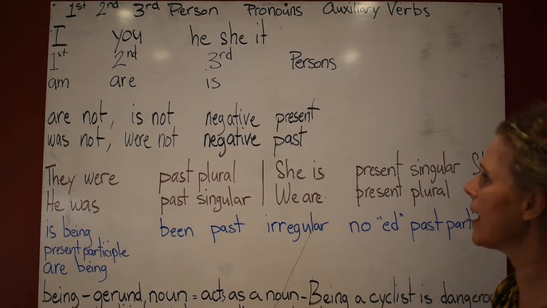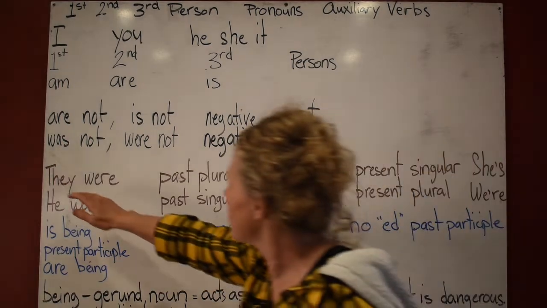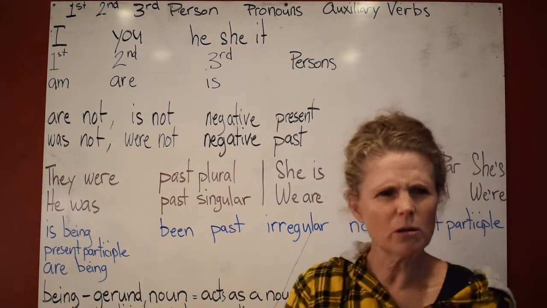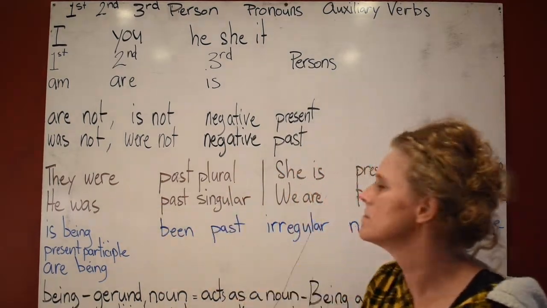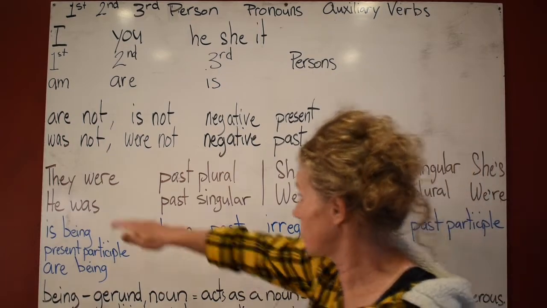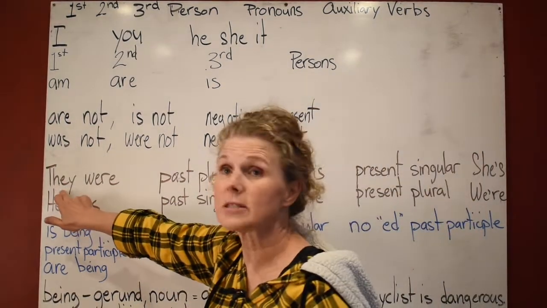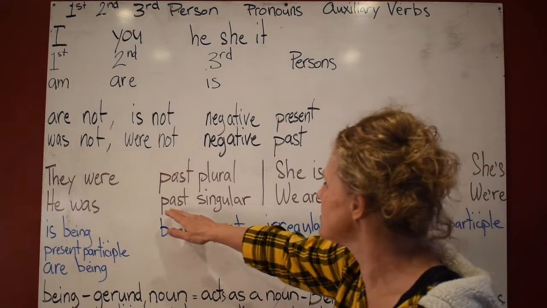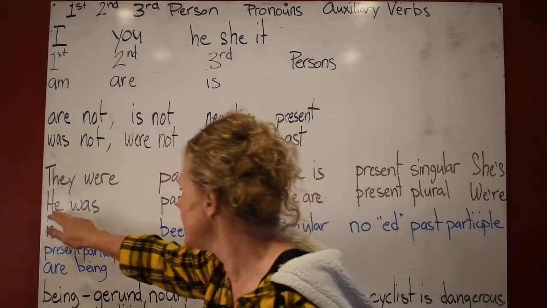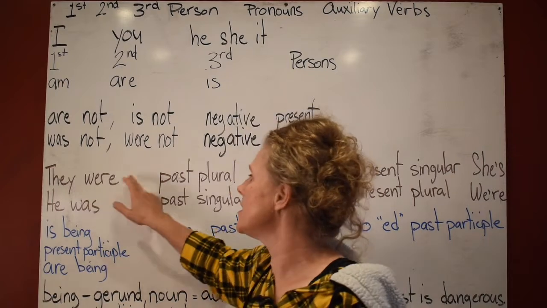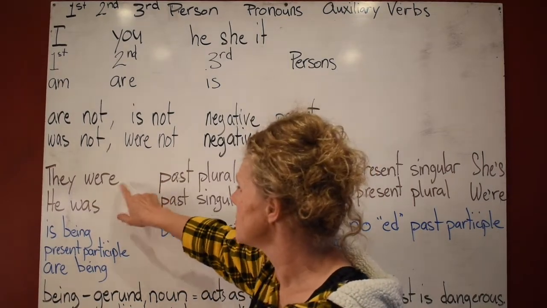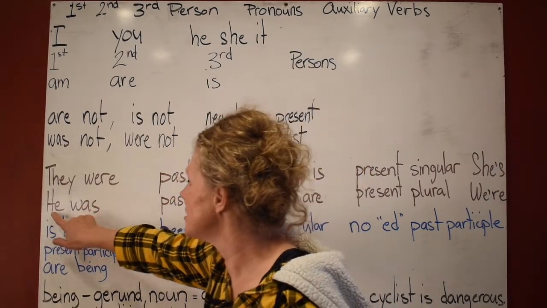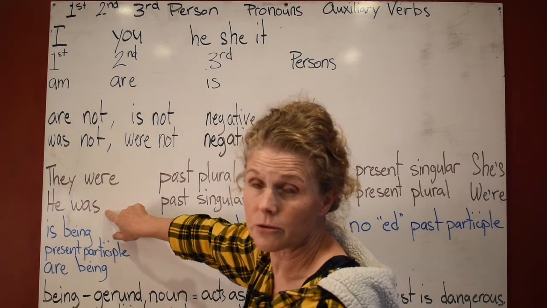Okay, so now let's look at and put a subject with some of these. They were, that is past plural. Why is this plural? Because it's a plural verb and it's a plural subject. They is plural, were is plural, and were sits in past. So now we have singular, past singular, he was. See how also these stand alone. These are be verbs, you guys. He was. This is singular. This is third person. So we're using the third person verb.